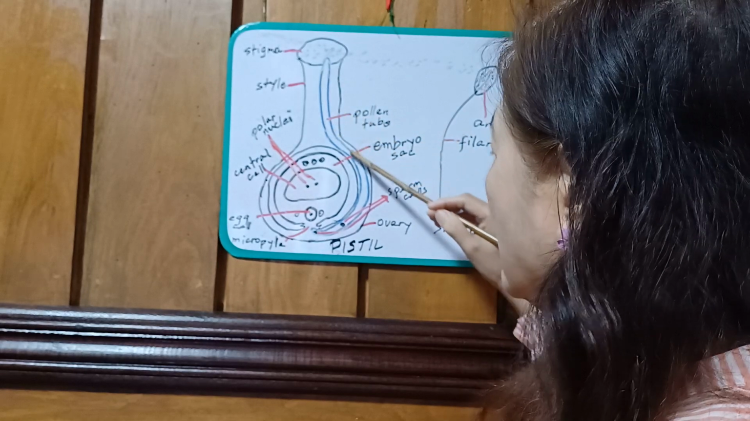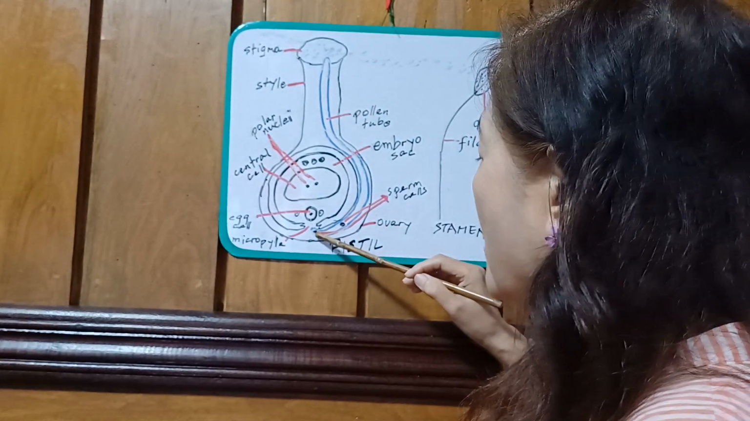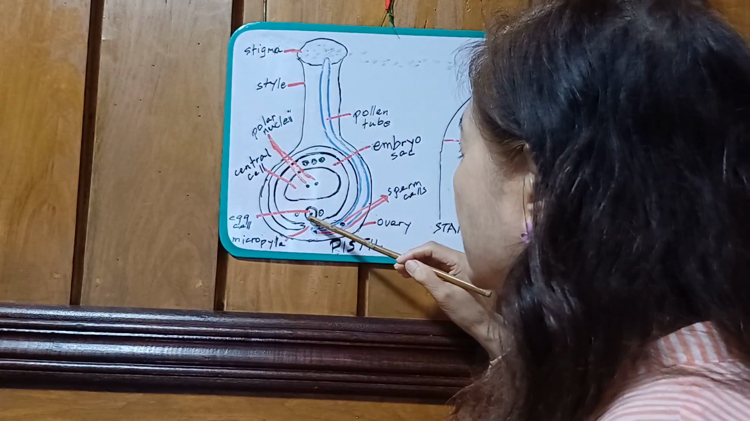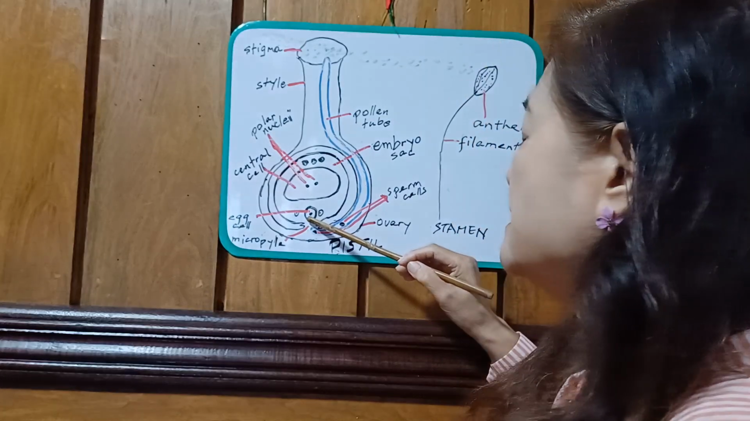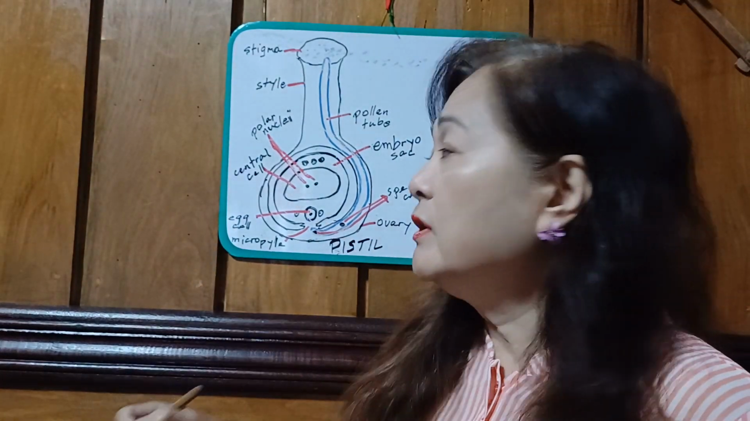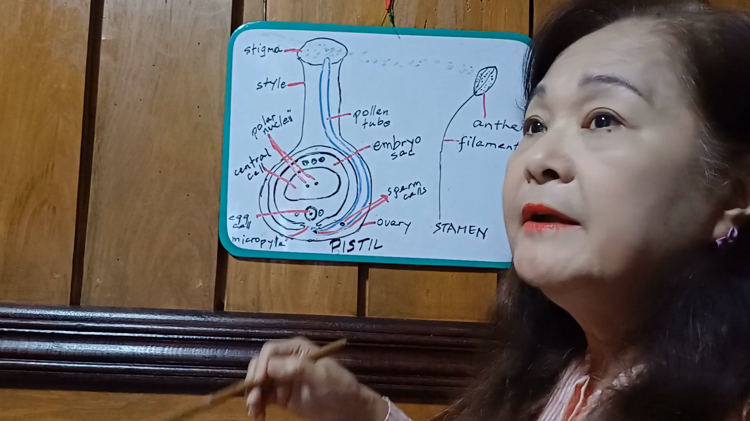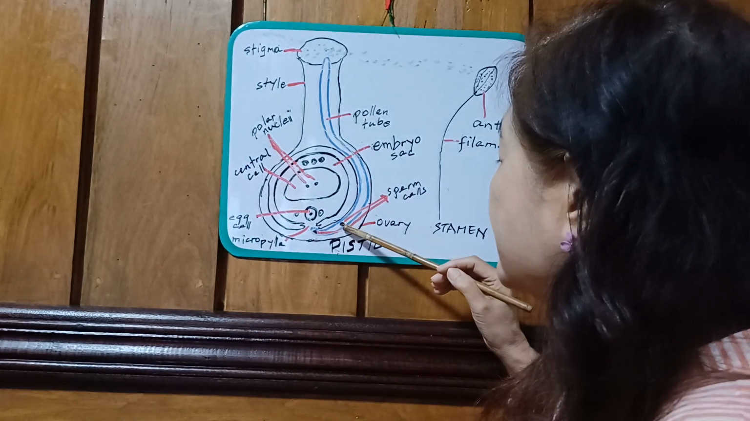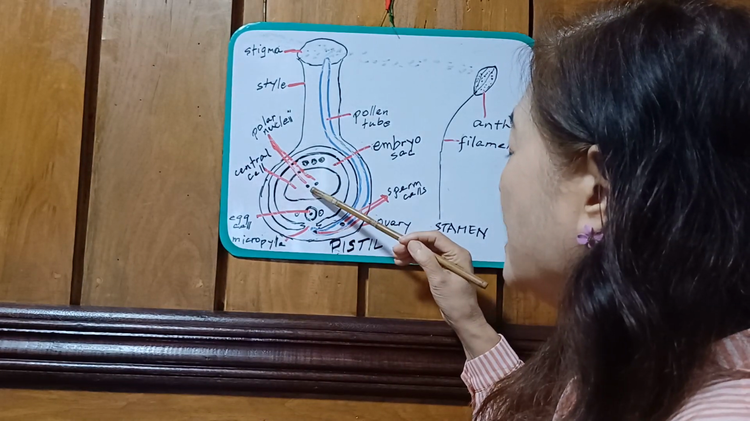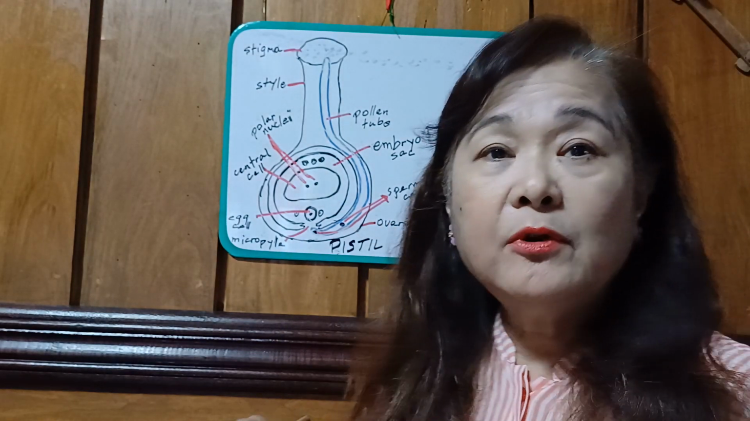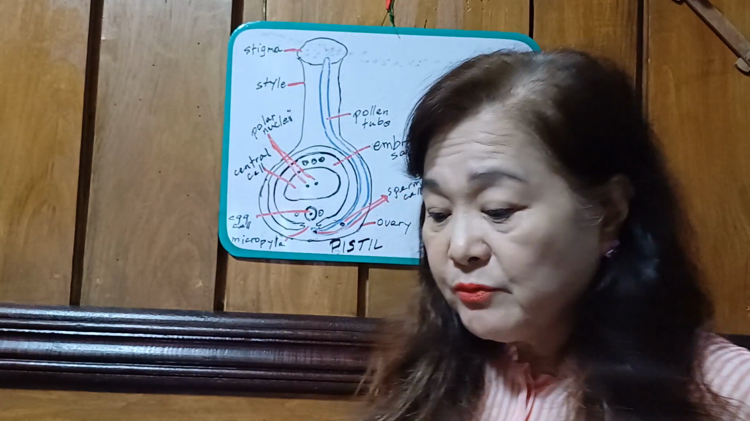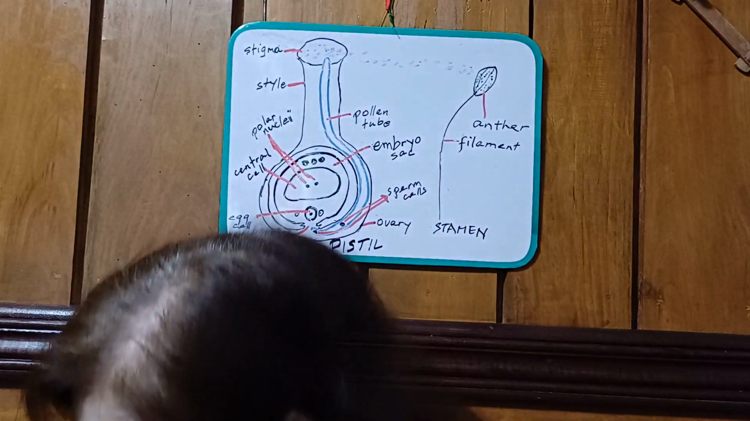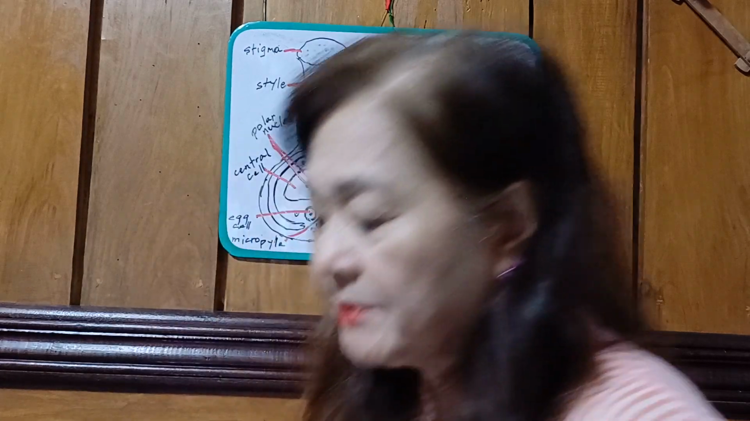Why do we call it double fertilization? Because one sperm cell fertilizes the egg cell to form the zygote, which in turn will form the embryo and finally the new plant. The second sperm cell will fertilize the polar nuclei to form a triploid structure, which will serve as the food for the developing embryo.